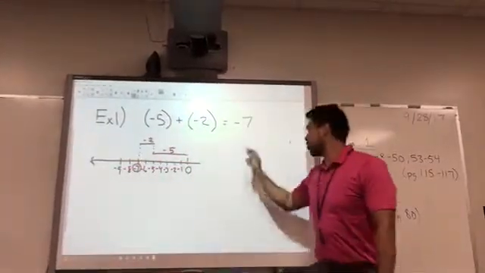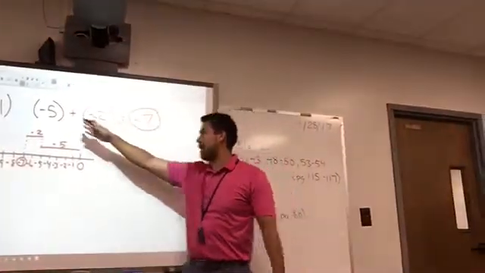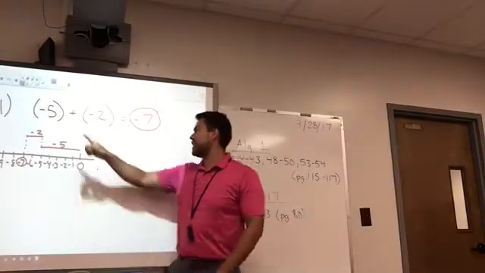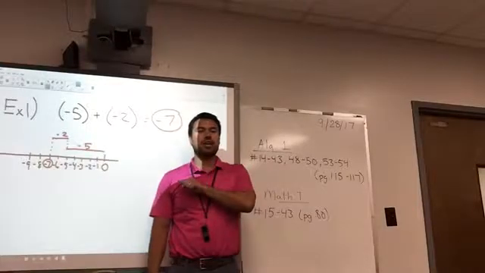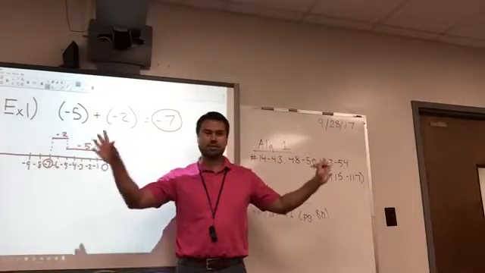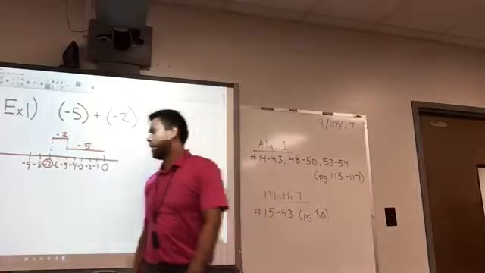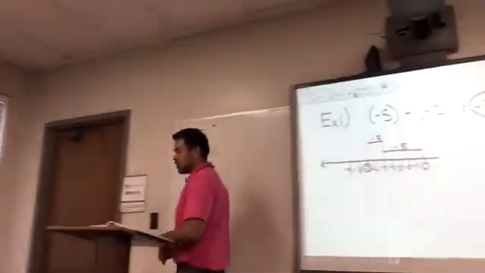Okay, so basically what the rule is when you're using the number line and you're adding 2 negatives, a negative number makes you go to the left, a positive number makes you go to the right. So that's pretty basic, right? Straightforward, no problems there. All right, so that's how you do that first example right there.